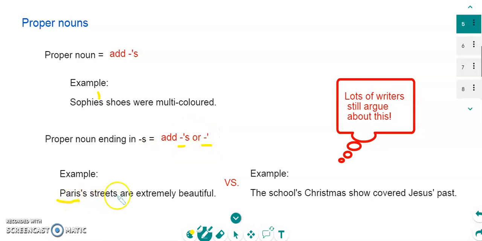So for example, Paris's streets are extremely beautiful. The streets of Paris, we put an apostrophe there, that's fine. Also, we've got here: the school's Christmas show covered Jesus' past. Jesus, here we go, proper noun, capital letter, and we've just put one apostrophe at the end, and this is also fine. So this is something which you need to stick with as you're writing.